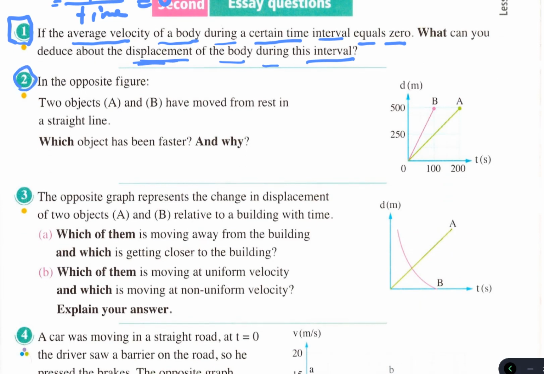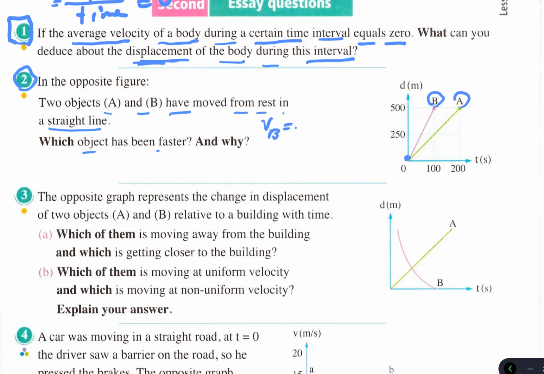Okay, let's move to number 2. In the opposite figure, two objects A and B have moved from rest in a straight line. Which object has been faster and why? From the graph, it looks like B is faster than A because, as you see, the slope for B is larger than the slope for A. And if you want to be sure, just calculate the average velocity for both.